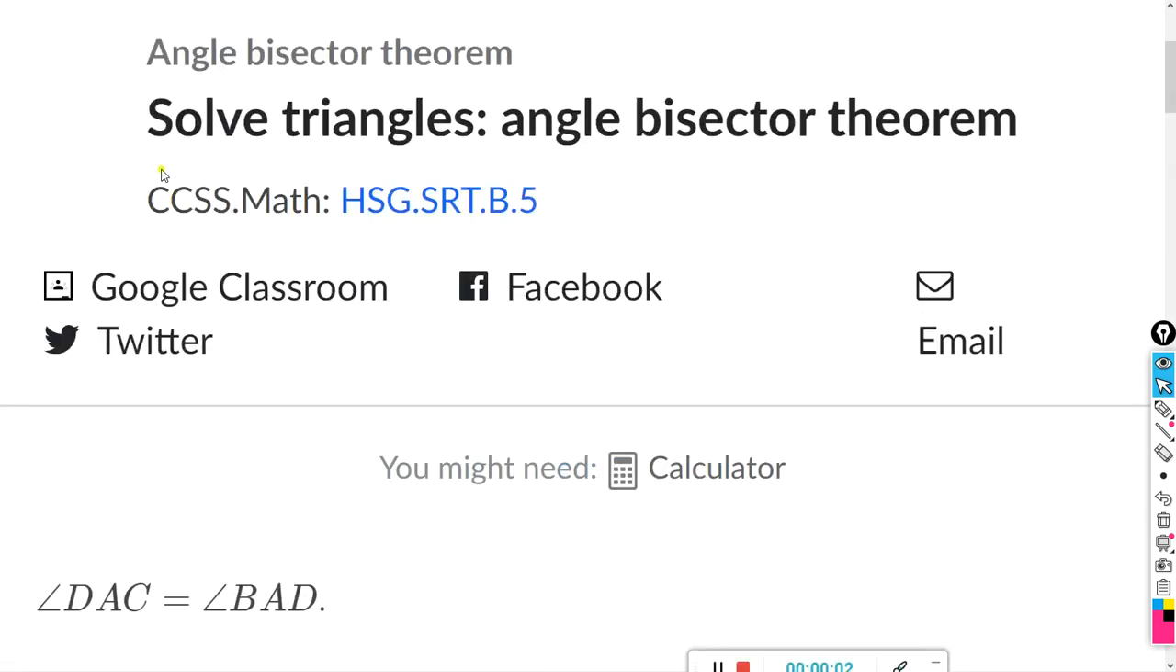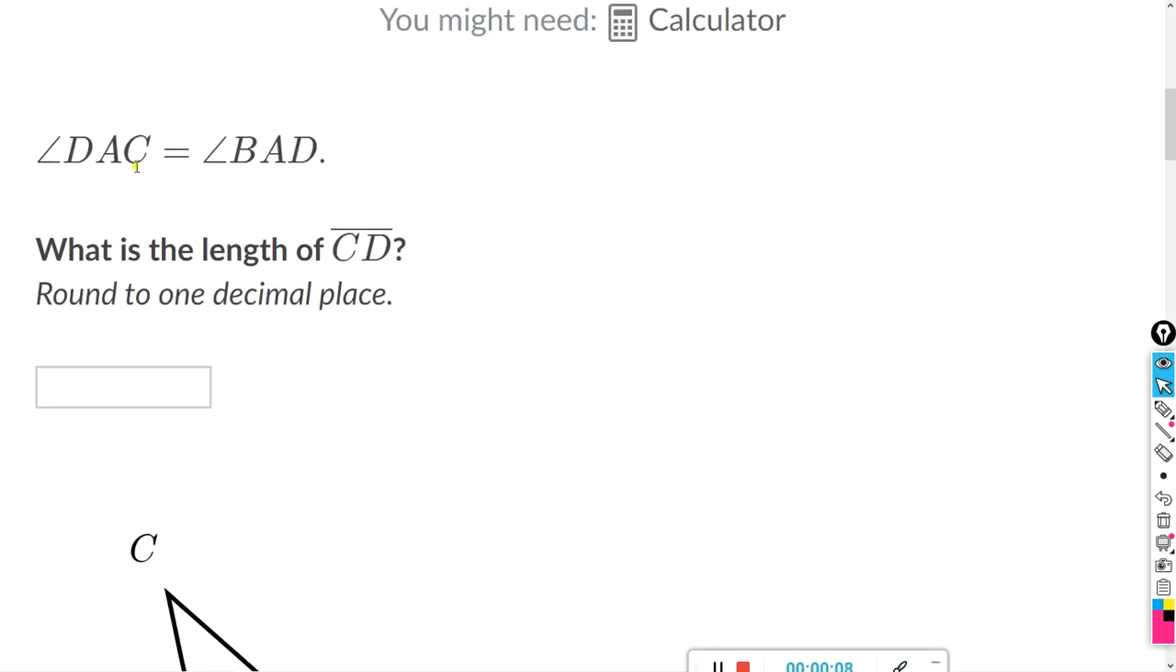This will be for the assignment, solve triangles, angle bisector theorem. You can read the write-up if you want, but everything is basically given in the diagram. The only thing you want to remember is that we're going to round to 1 decimal place.